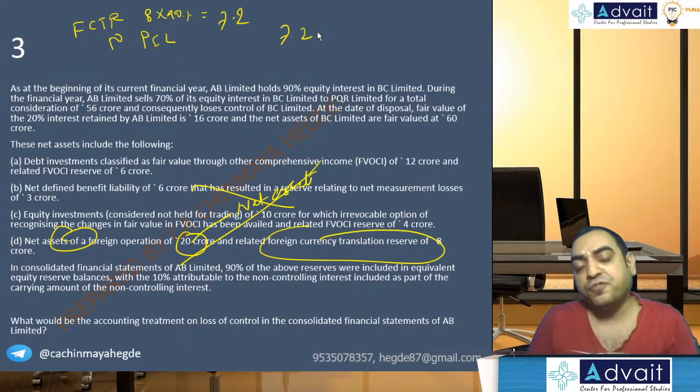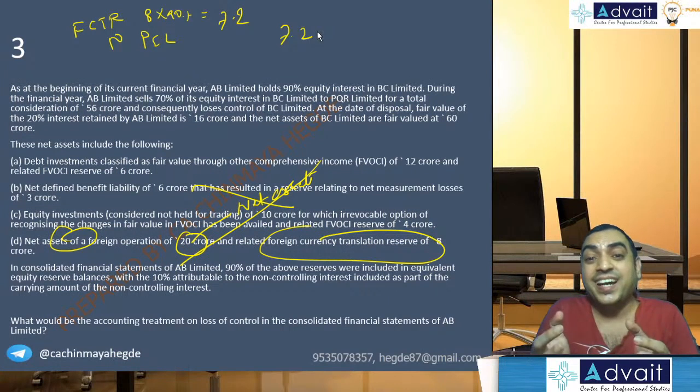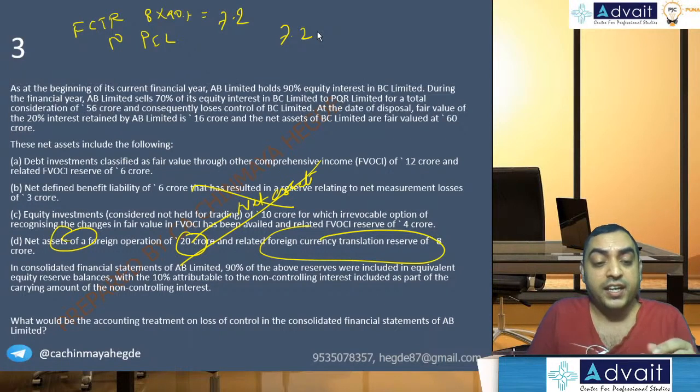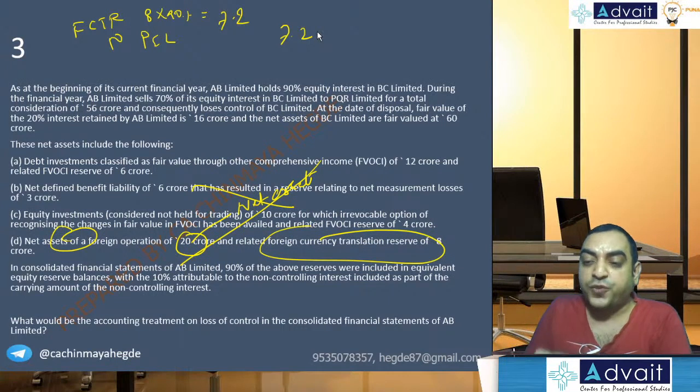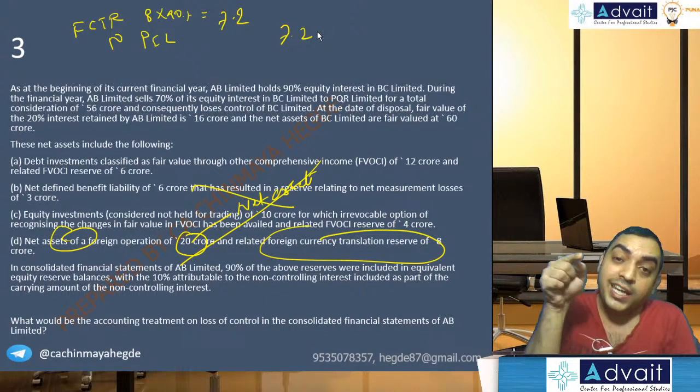Now if you have any other element, FCTR, OCI, if it is in other comprehensive income, check whether they are in the nature of to be reclassified or not to be reclassified. If it is in the nature of reclassified, it will be transferred to P&L to the extent of holding company share. If it is not to be reclassified, it is transferred to other reserves to the extent of holding company share. No treatment for NCI share, because NCI share is already derecognized and it is an element included there, no separate treatment.